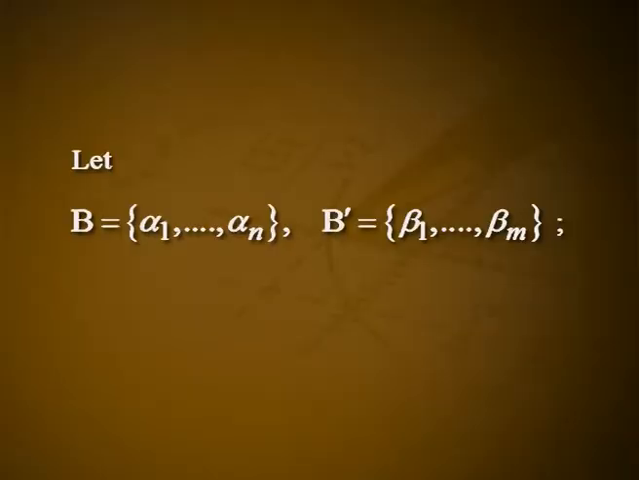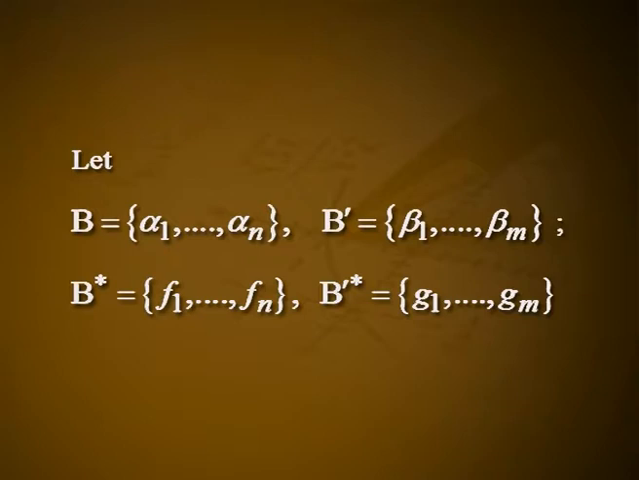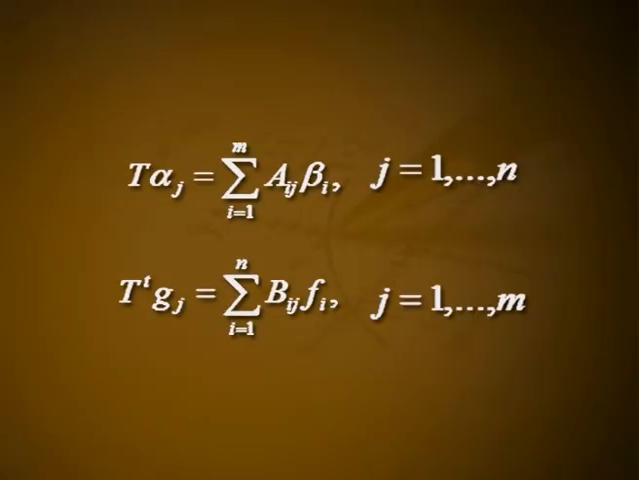Proof. Let B = {α1, ..., αn}, B' = {β1, ..., βm}, B* = {f1, ..., fn}, B'* = {g1, ..., gm}. By definition, T αj = Σ_{i=1}^{m} A_ij βi, j = 1 to n, and T^t gj = Σ_{i=1}^{n} B_ij fi, j = 1 to m.